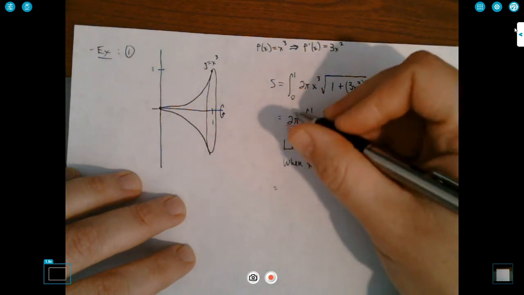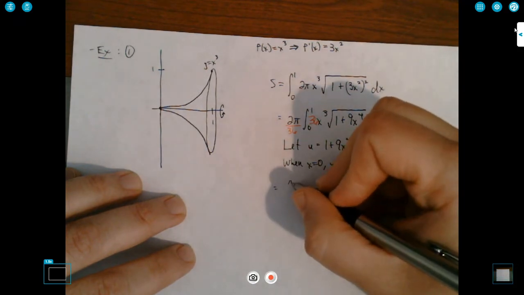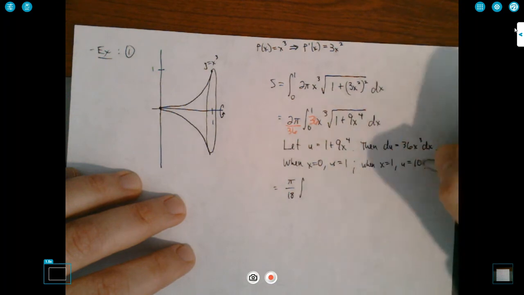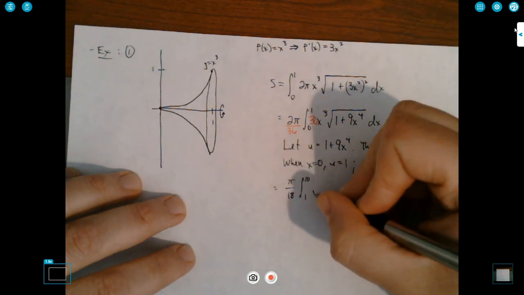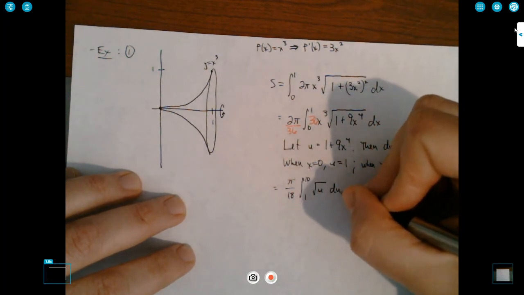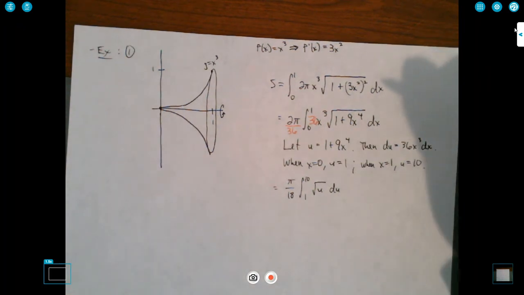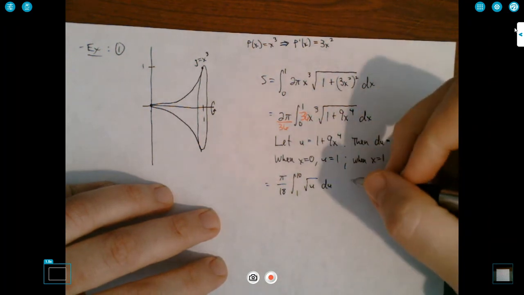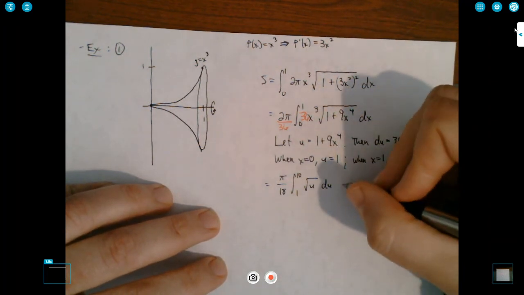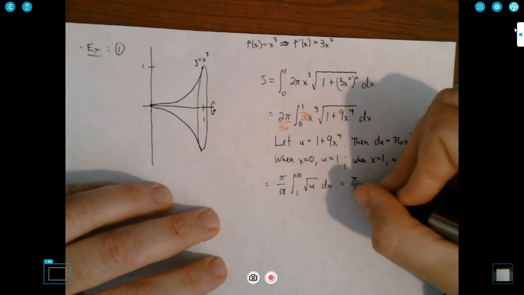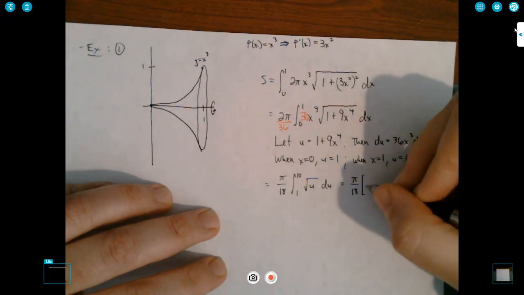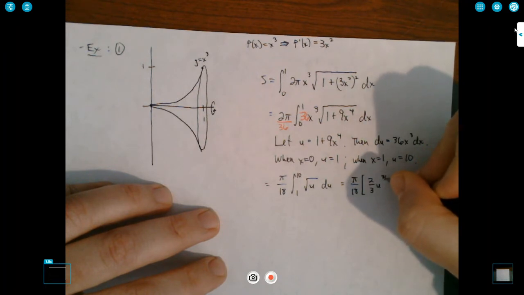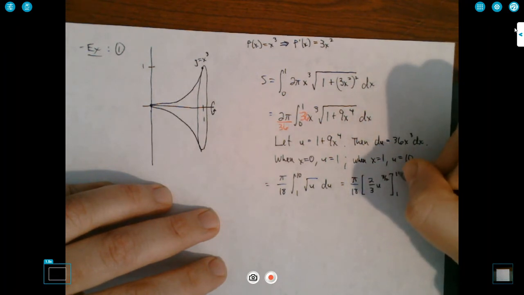So it looks like I've got, now 2 pi over 36 would be pi over 18. So I've got pi over 18 times the integral from 1 to 10 of square root of u du. Well, that's pretty simple, right? So square root of u is u to the 1/2. So this is going to be 2/3 u to the 3/2, and we're going from 1 to 10.